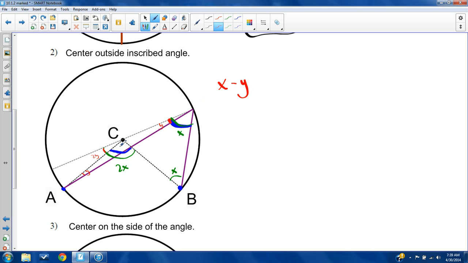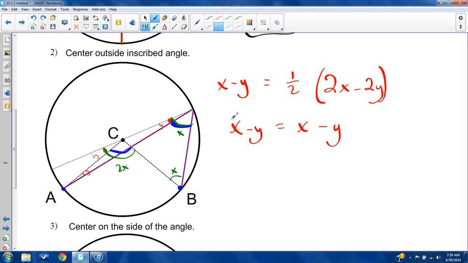Okay, now I'm trying to find this blue right here. Now this whole green right here was 2x. This red portion right here is 2y. If I want to find the blue, I take out 2y from 2x. So the central angle is 2x minus 2y. So again, our proof is to make sure that our inscribed angle is exactly half the measure of this one. Distribute 1/2 into 2x, you get x. Distribute 1/2 into 2y, or negative 2y, you get negative y. And x minus y equals x minus y.